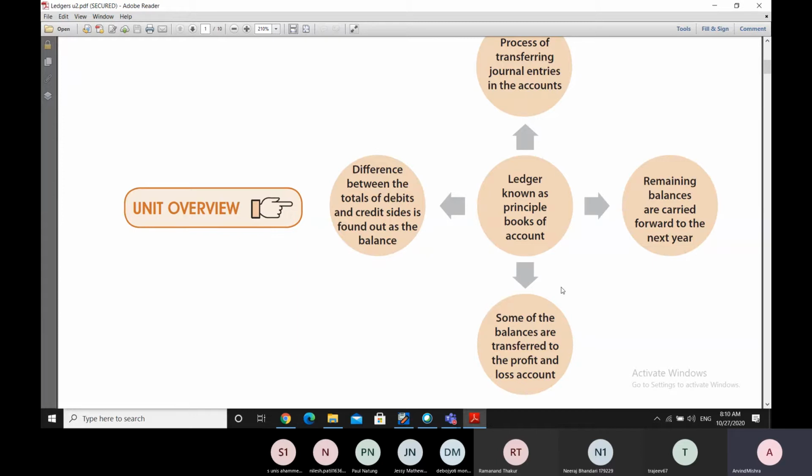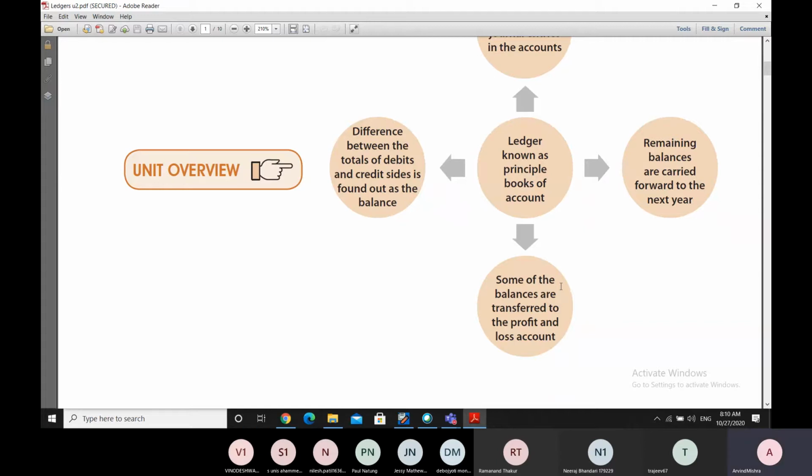Because the ledger is then used to prepare the trial balance, the ledger is also used to prepare the profit and loss account and trading account, and of course the balance sheet. So ledger is the principal book of account.